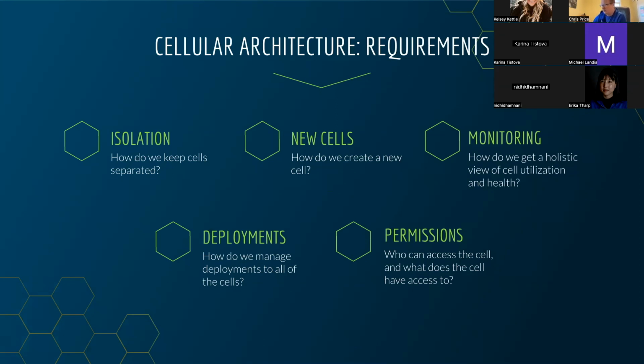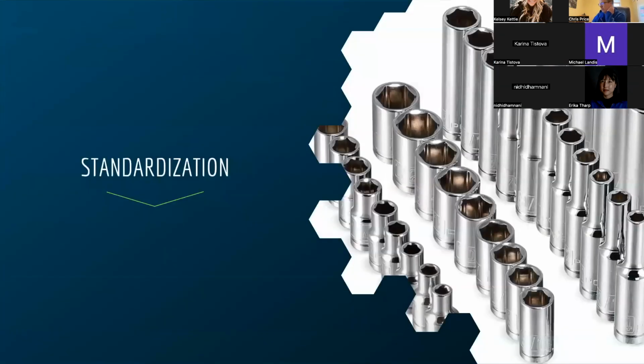Today we'll be focusing on these last two: deployments and permissions. How do we manage deployments to all of these different cells? And who can access the cell, and what does the cell have access to? Before we get into how to solve those particular problems, we want to talk about standardization a bit.